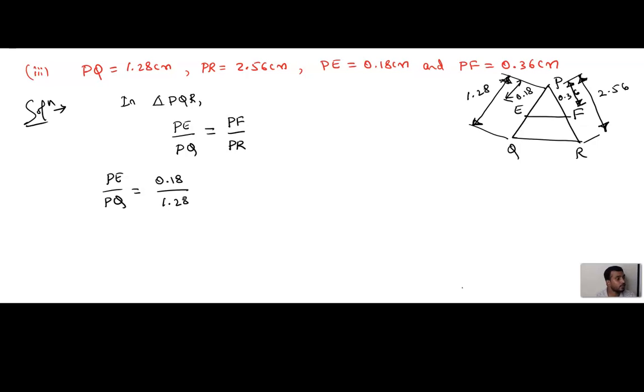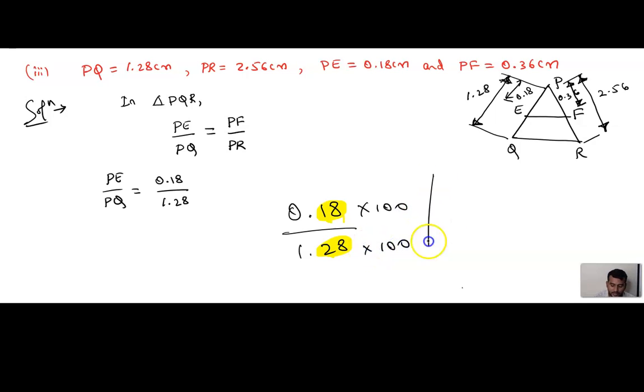1.28. Now one more logic I will teach you. What is that logic? After the point, how many digits are there? 0.18. After the point, how many digits are there? 2 digits maximum. Again here, 1.28 also, how many digits are there? After the point, 2 digits. If there is 1 digit after the point, then multiply and divide by 10. If it is 2 digits, then multiply by 100. What you have to multiply? By 100. This also multiply by 100.